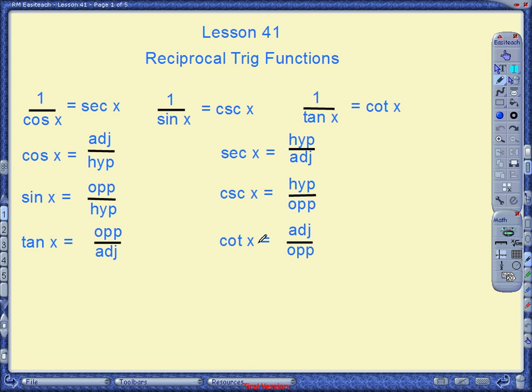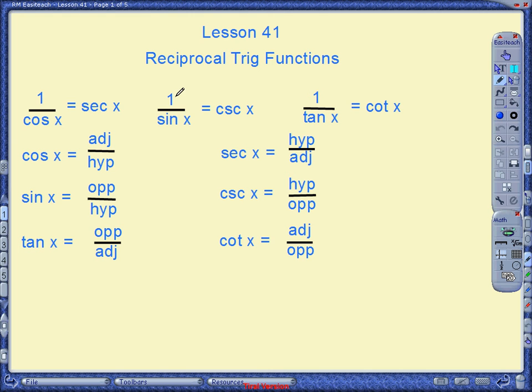Lesson 41 is about the reciprocal trig functions. The reciprocal trig functions are exactly like any other reciprocal. The reciprocal of 7 would be 1 over 7. The reciprocal of cosine is 1 over cosine. We call the reciprocal of cosine the secant of x, and we abbreviate it SEC.